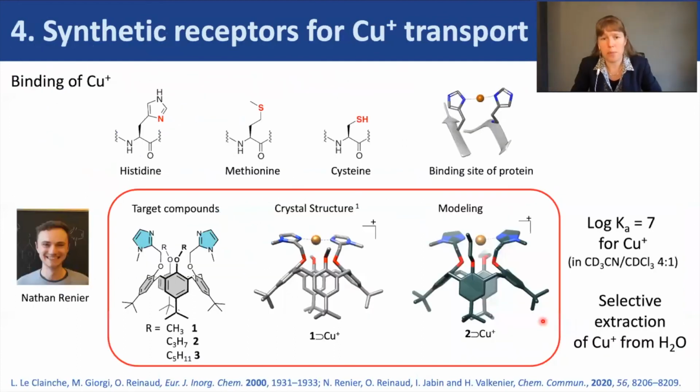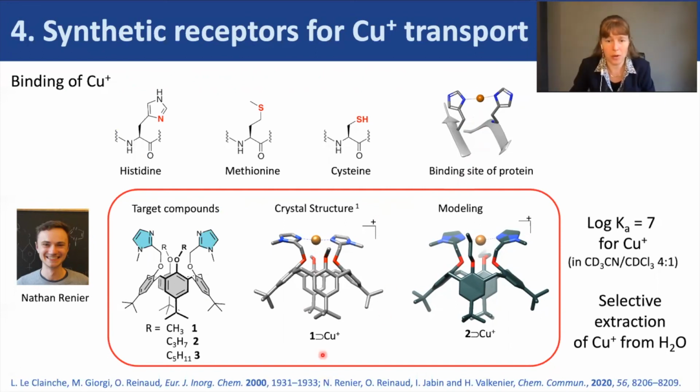This brings me to the fourth part of this presentation, where we return to calixarenes, now calix[4]arenes. And these calix[4]arenes with 2 imidazole groups can bind copper ions. This structure was already reported about 20 years ago by Olivier Reynaud's group. And the binding site very much resembles that as it's found in proteins, where 2 histidine groups can give this linear coordination of copper(I) cations. However, nobody had ever shown that copper(I) cations could be transported by synthetic molecules.